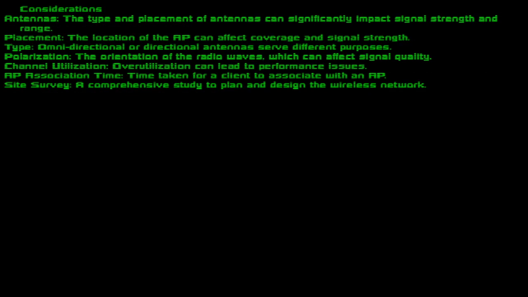Considerations. Antennas. The type and placement of antennas can significantly impact signal strength and range. Placement. The location of the AP can affect coverage and signal strength. Type. Omnidirectional or directional antennas serve different purposes. Polarization. The orientation of the radio waves, which can affect signal quality.